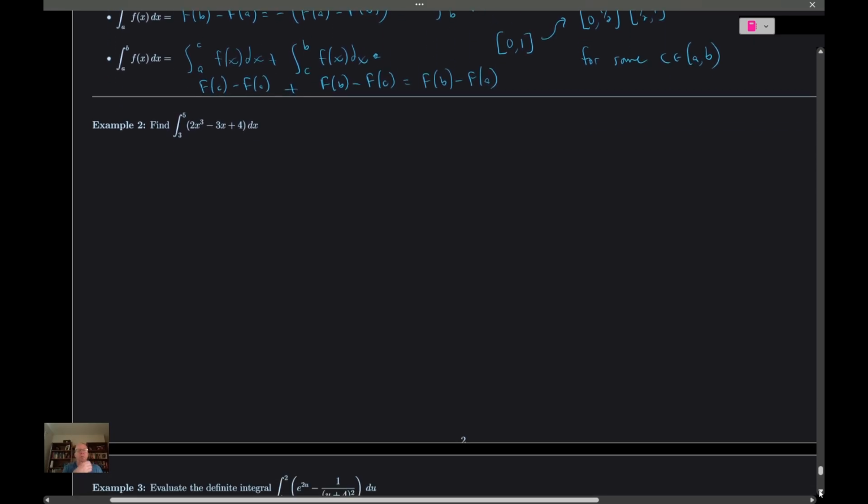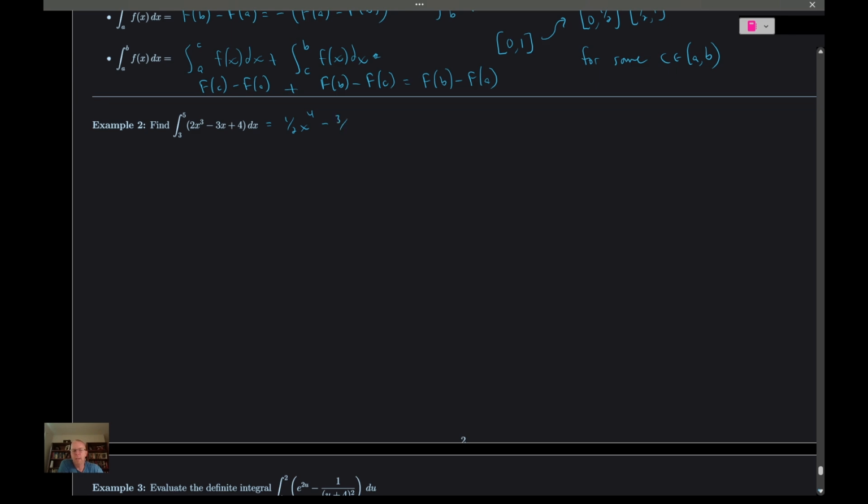All right, so let's look at this one. Just again, a standard antiderivative, no big deal here. So just use the power rule term by term. And so integrate 2x to the third, we get 1/2 x to the fourth, minus integrate negative 3x, we get minus 3/2 x squared, and then integrate 4, and we get 4x. And then we evaluate that from 3 to 5.